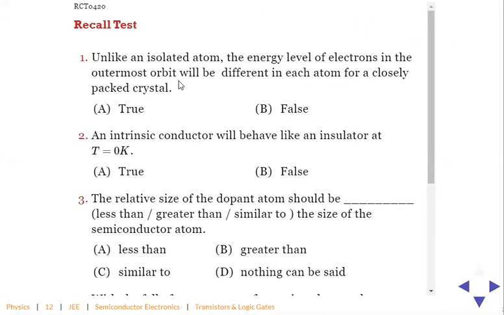So let's have a recall test. We have a few simple problems. Unlike an isolated atom, the energy level of electrons in the outermost orbit will be different in each atom for a closely packed crystal. True or false? Tell me, true or false? Okay, Manoj. What about you, Radhika? Tell me. Varsha?